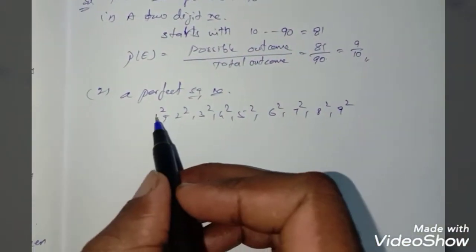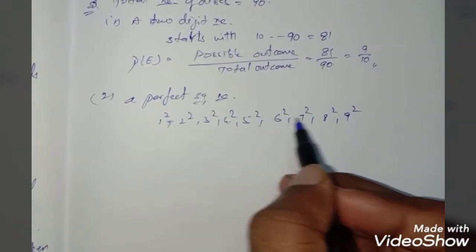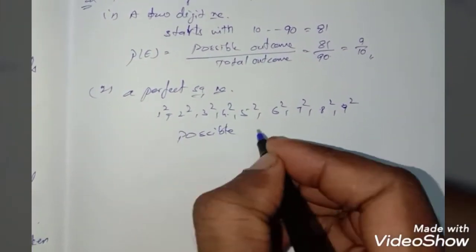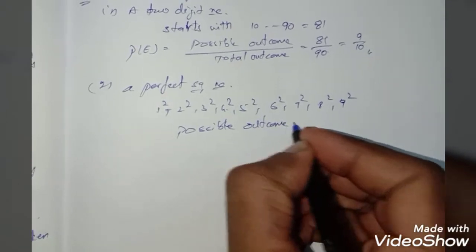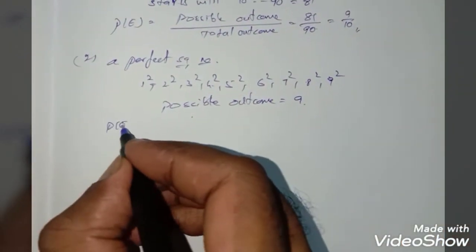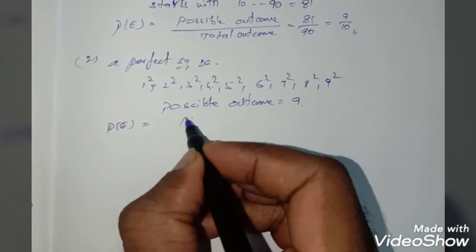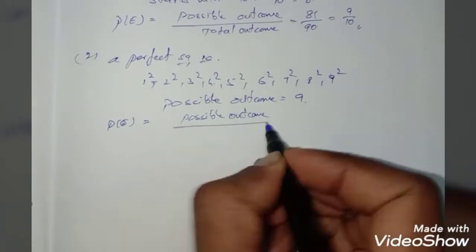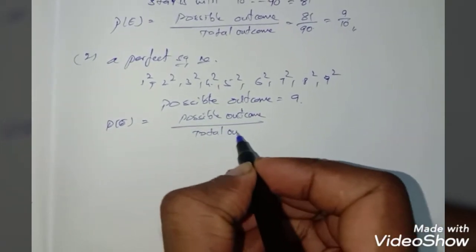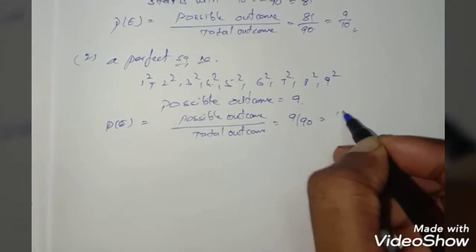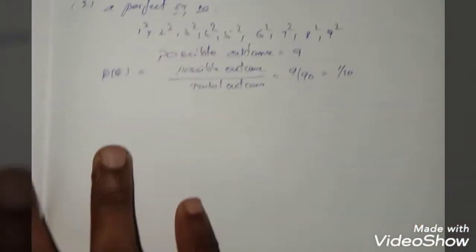So how many numbers do you have? 1, 2, 3, 4, 5, 6, 7, 8, 9. So here the possible outcome is equal to 9. Now what is the probability of an event? The probability of an event is nothing but possible outcome divided by total outcome, that is 9 by 90. Now if I further cancel, you'll get 1 by 10.